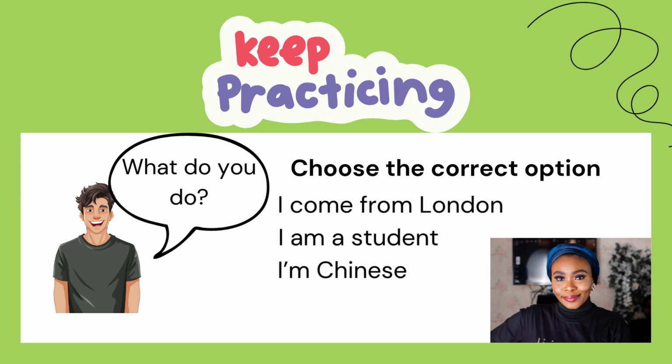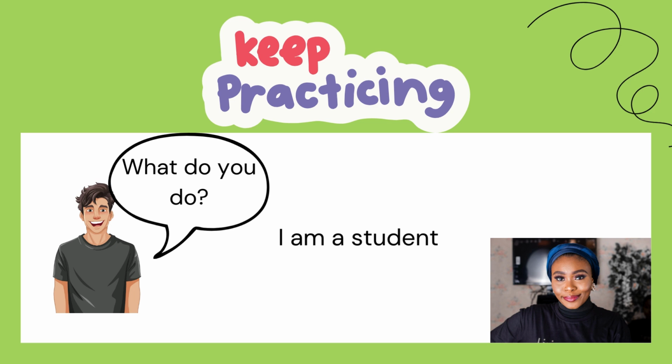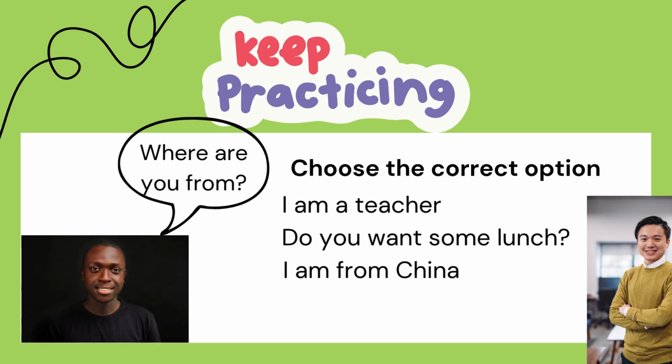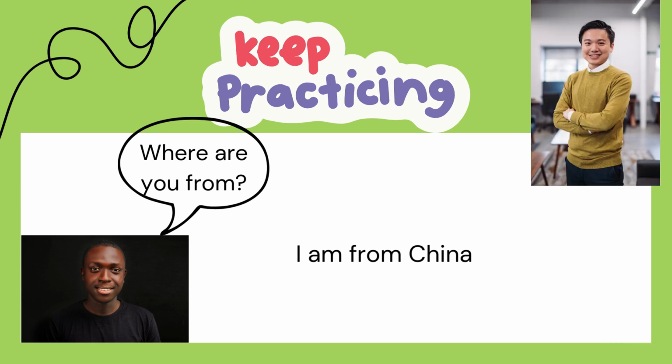What do you do? Do you remember what I told you? When you say, what do you do? We're talking about, are you a student or what is your job, right? So you can't say I come from London. I'm a student. It has to be I am a student. And where are you from? I'm a teacher? Do you want some lunch? I'm from China. Well, of course it is. I am from China. Good.